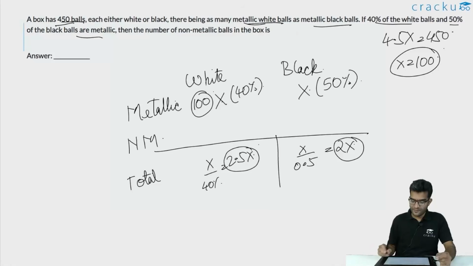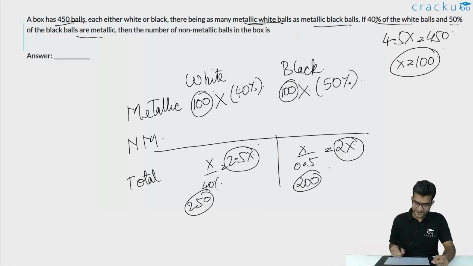Number of metallic black balls is also 100. Both of them are the same. Total number of white balls is 250, which is 2.5x. Total number of black balls is 200, which is 2x. What we are asked to find out is the number of non-metallic balls in the box.